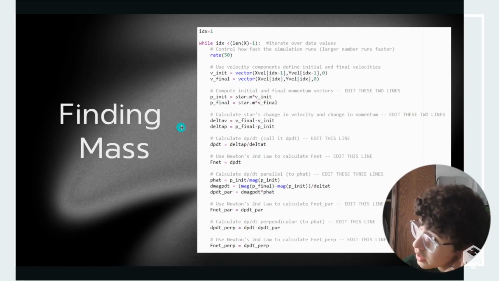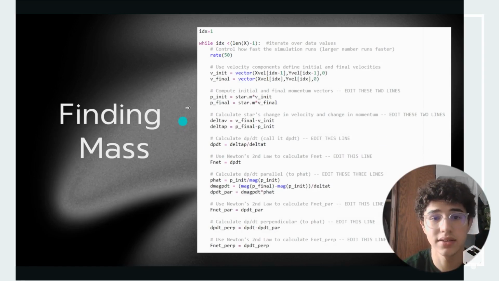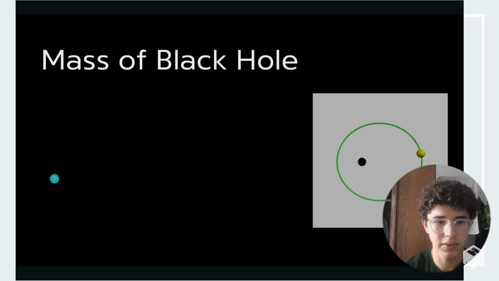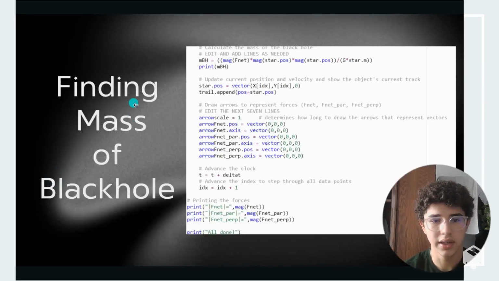So here's the initial code for finding mass. And here's the code for finding the mass of the black hole.